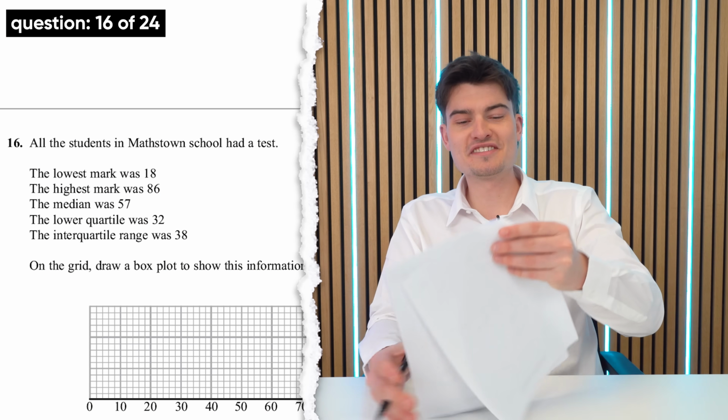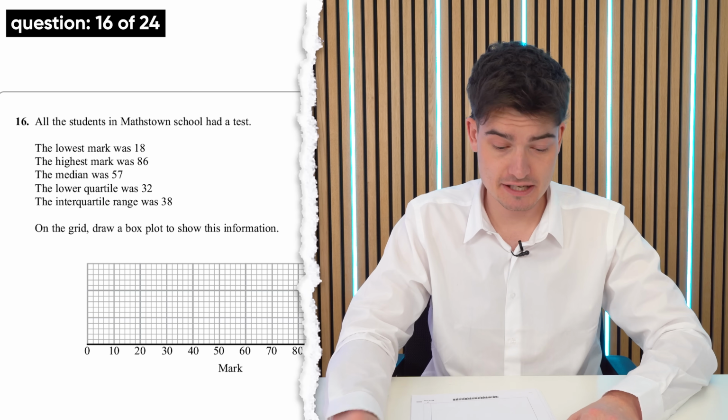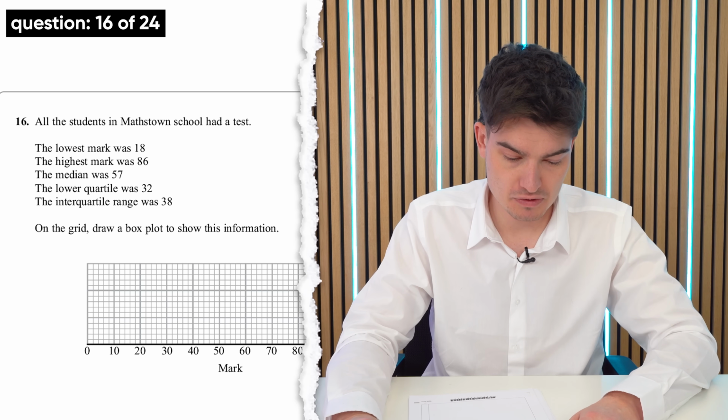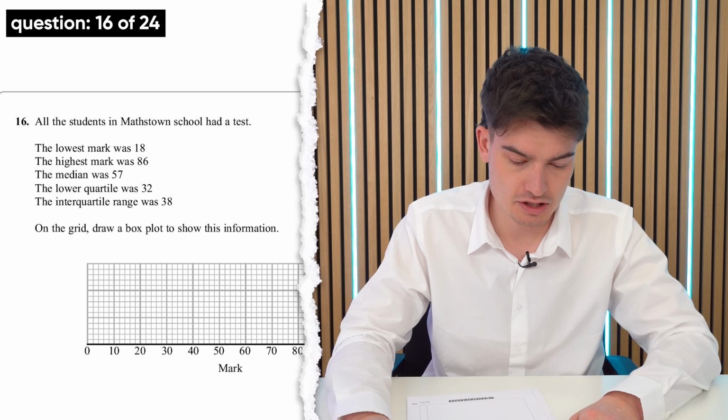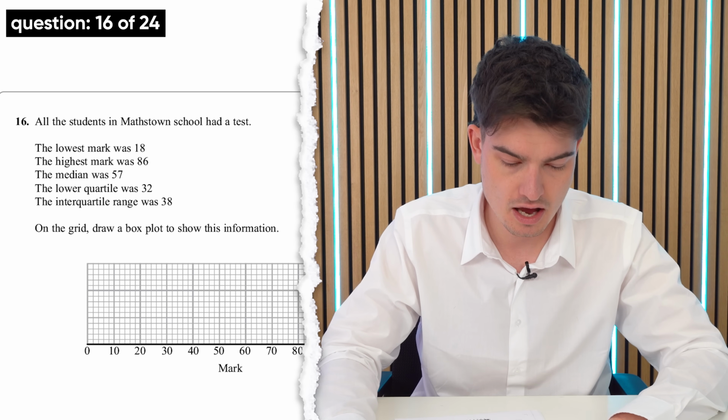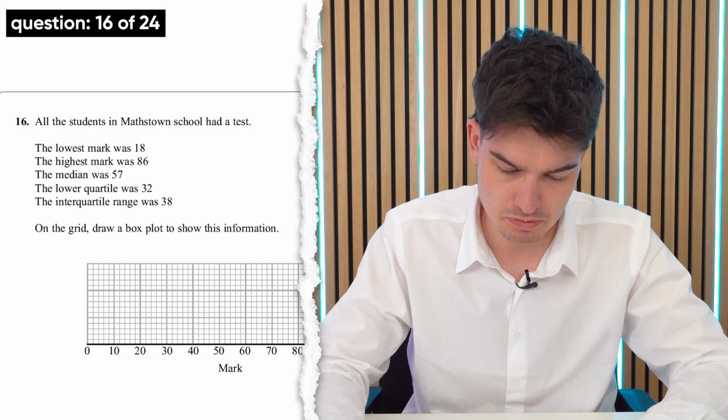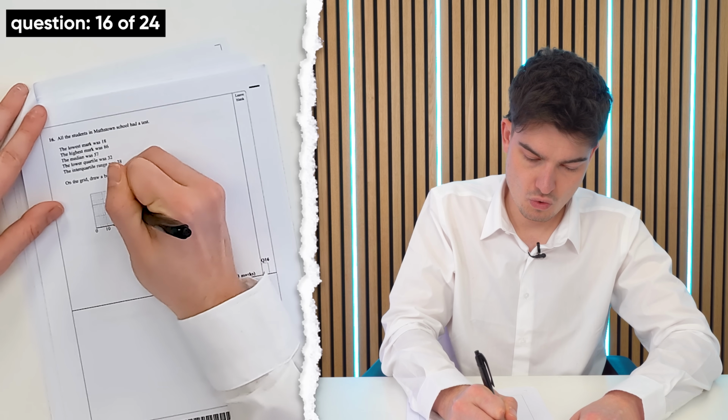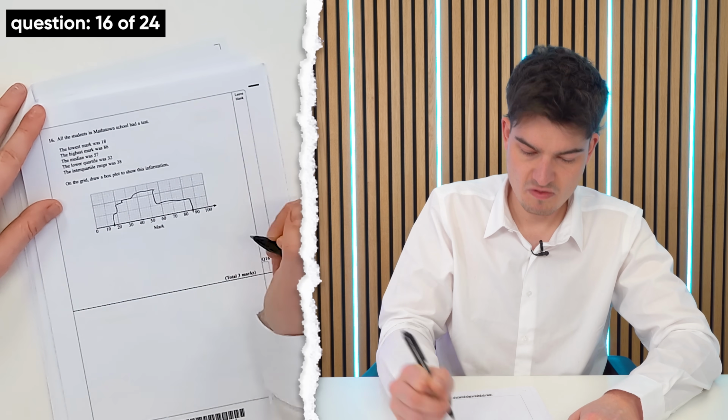Nice. All the students in Maths Town. Yeah, I want to live in Maths Town. Take me to Maths. Anyway, all the students in Maths Town school had a test. The lowest mark was 18. 18, what a moron. The median was 57, the lower quartile was 32, I haven't got a clue. Draw a box plot. Yeah, it's gonna be something like... Nice, 3 marks. Thank you very much.